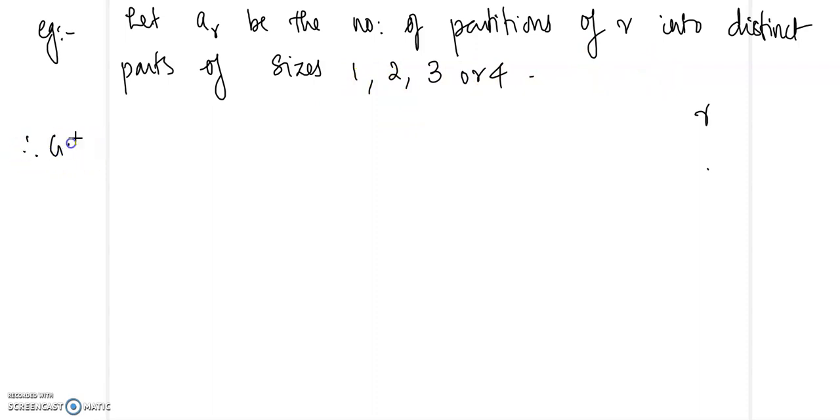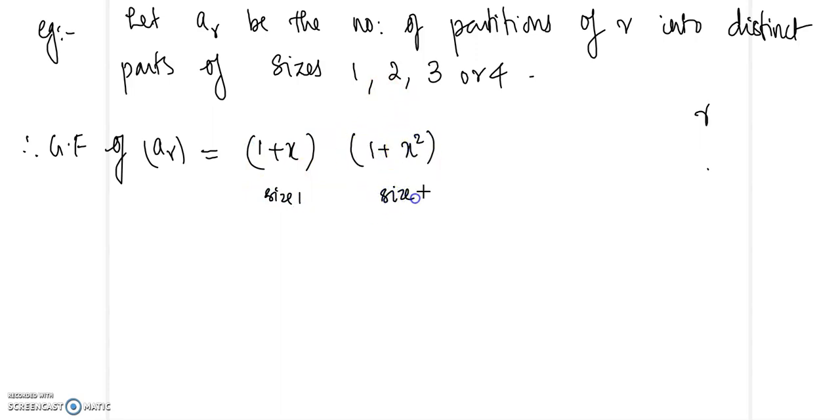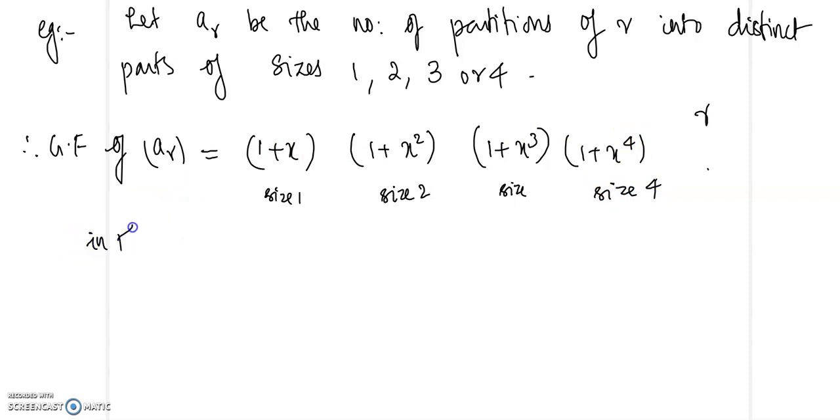So therefore the generating function of AR will be equal to, so you will get 1 plus x corresponding to size 1, then 1 plus x square for size 2, and 1 plus x cube for size 3, and 1 plus x raised to 4 for size 4. So in this partition no repetition is allowed.